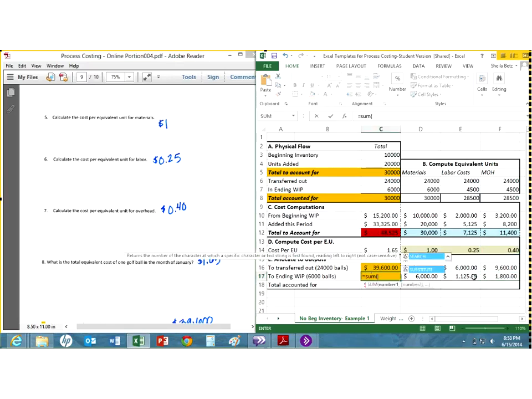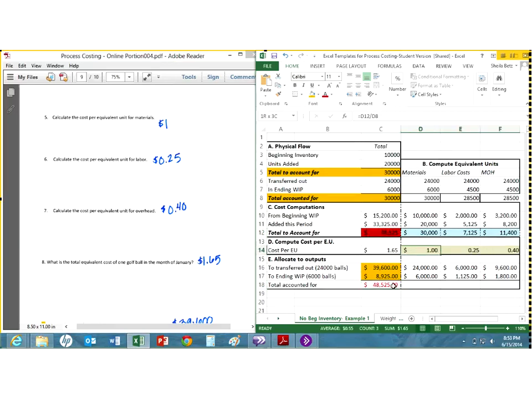So if I go through and add this up, we had $8,925 in those 6,000 golf balls that we haven't completed. And remember what I said, that these two numbers should be very close, and they actually come out perfectly even, and the reason is we didn't have any rounding over here.